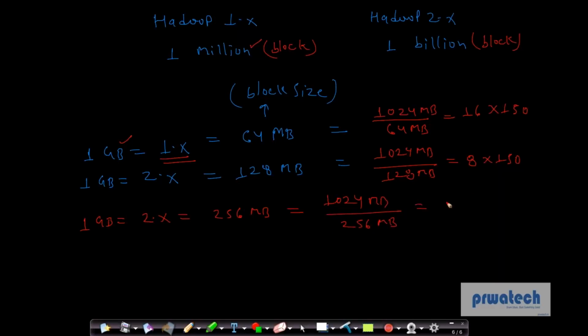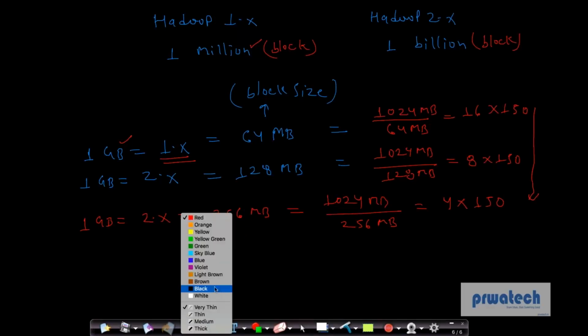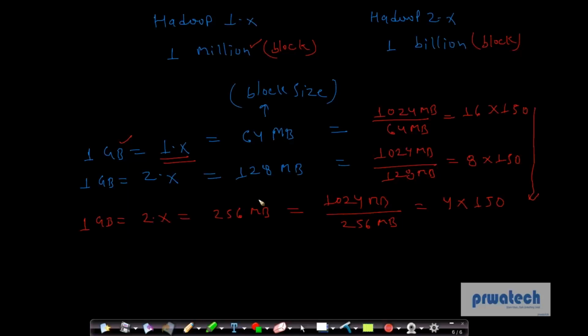How many blocks we will get, guys? 4 into 150. So if you see here, this is all decreasing number. Here my metadata is decreasing. But do not increase your block more than this number, because this is a Google recommendation.